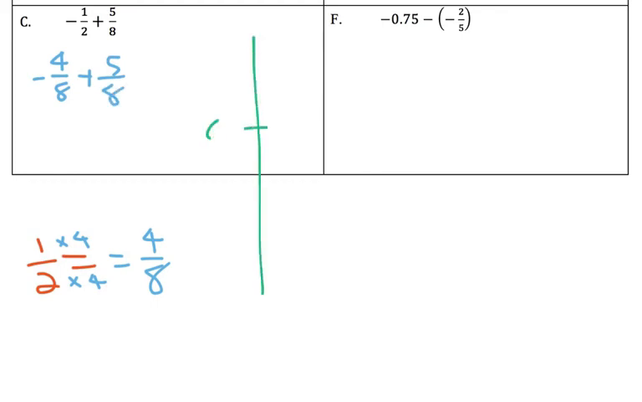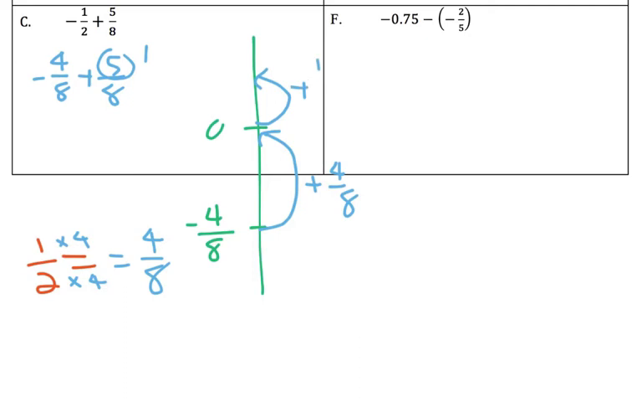And if we start at negative 4/8 and we add 5/8, that's going to go up. And we're adding a little bit more than 4/8, so I know we're going to get to 0, because that's the first 4/8. And of these 5/8, you should have 1 left over, so we go up that last 1/8, and we end up at positive 1/8, which is your answer.